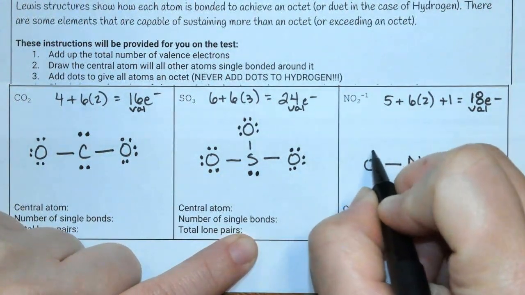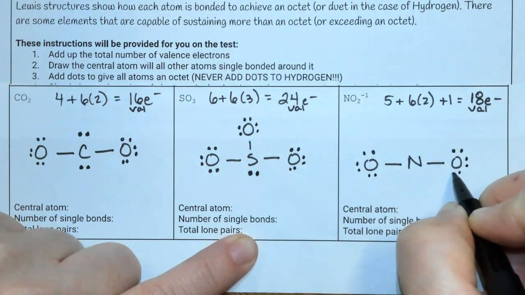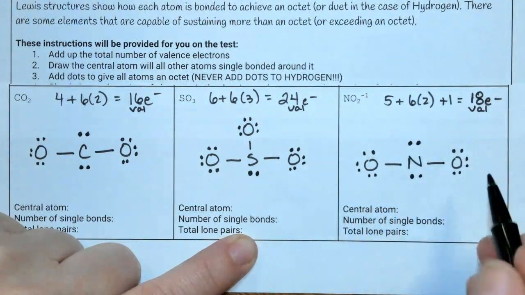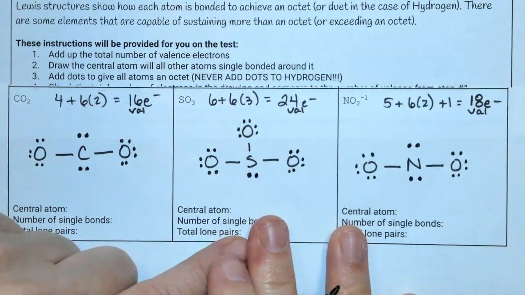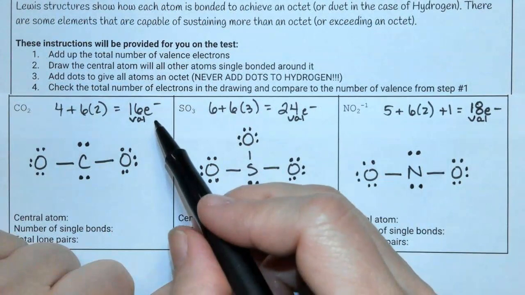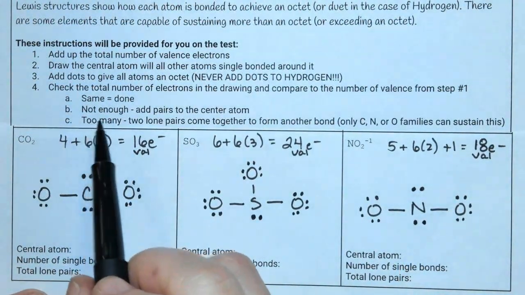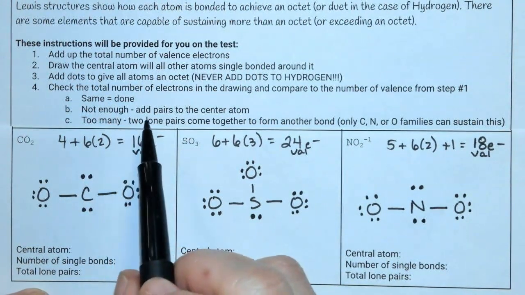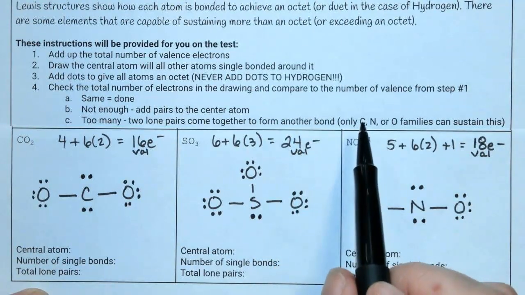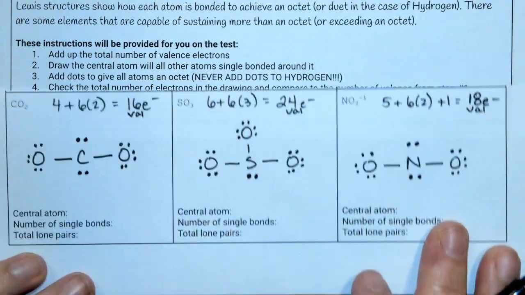Now, we have 2, 4, 6, 8 around these oxygens, and then the nitrogen being in the middle has 2, 4, it needs 6, and then 8. All right, so I'm not drawing my alien heads because I know the result of this. When I check the number of electrons and compare them to that total, I'm going to find, in this case, I have too many electrons, which means I'm going to take 2 lone pairs and put them together to make another bond between any carbon, nitrogen, or oxygen family element that can sustain another bond.